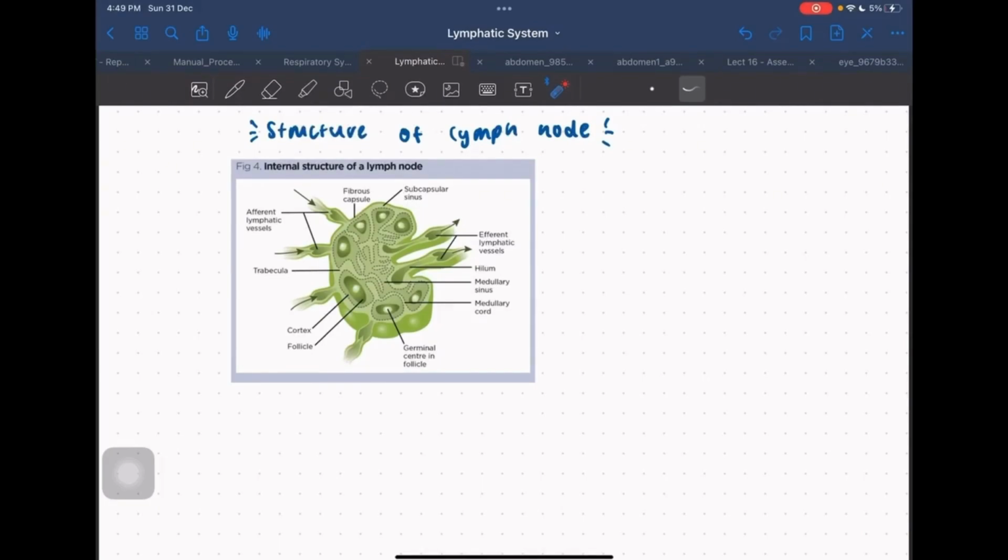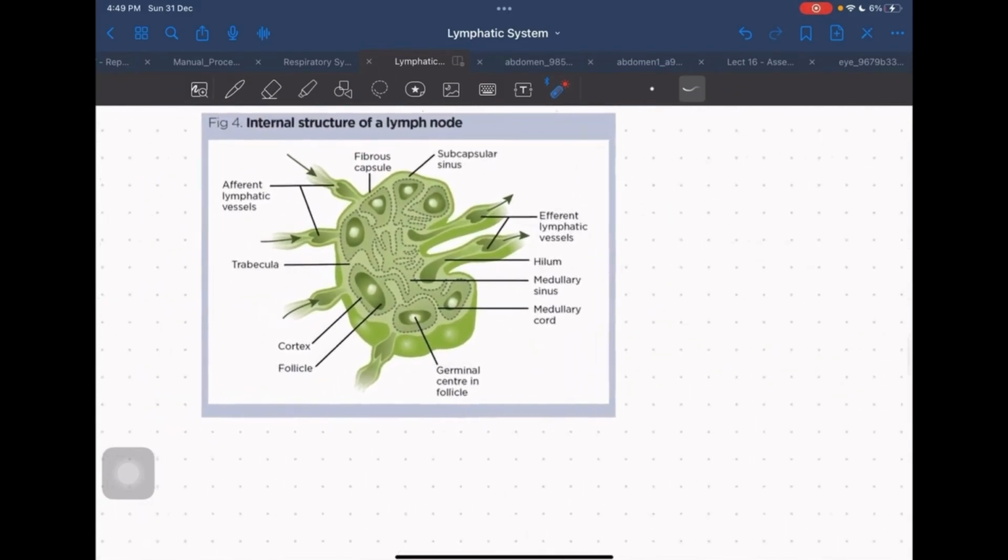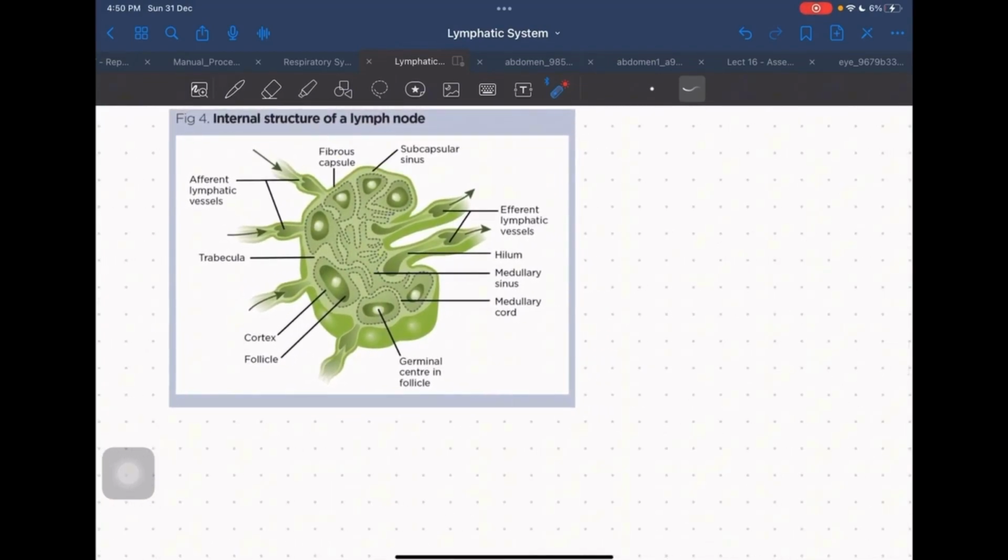For the structure of the lymph node, this is the fibrous capsule, which is the outer layer of the lymph node, and then the trabecula, which is the inside of the lymph node. And then this is the afferent lymphatic vessel, which is where the lymph fluid comes in. And then this is the efferent lymphatic vessel, which is where the lymph comes out.